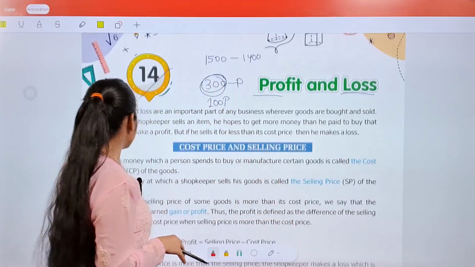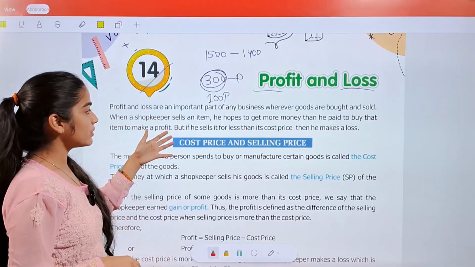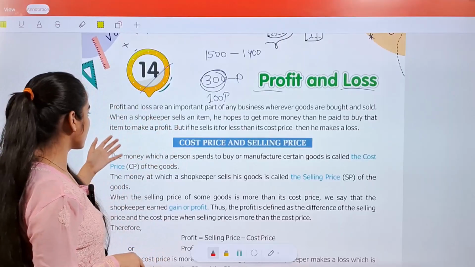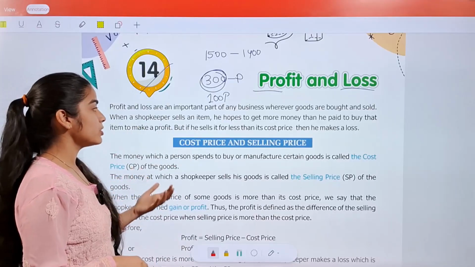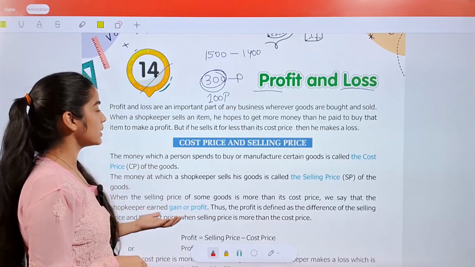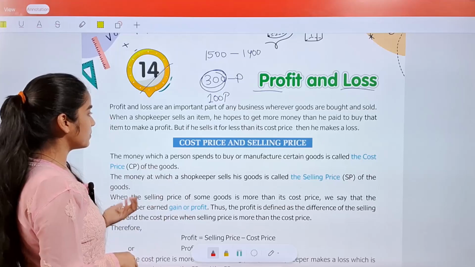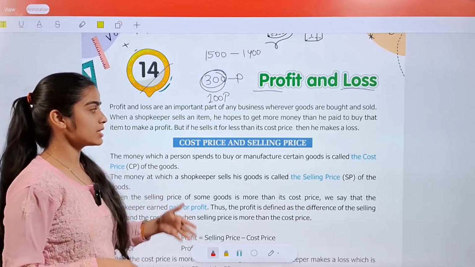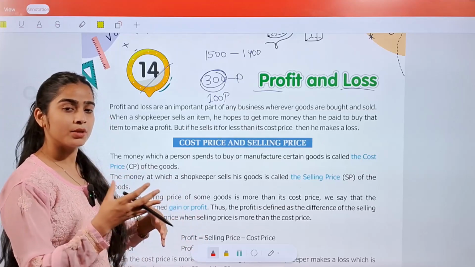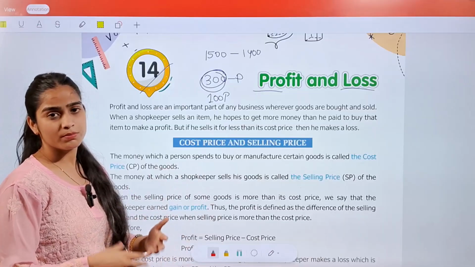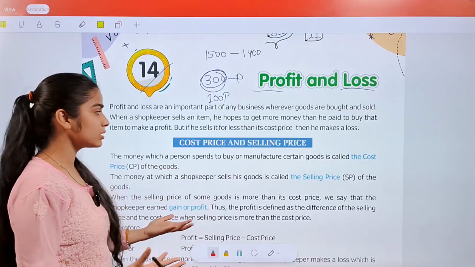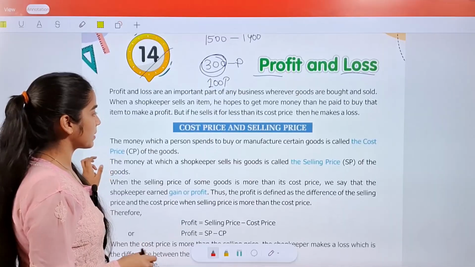Next, we have: profit and loss are an important part of any business whenever goods are bought and sold. When a shopkeeper sells an item, he hopes to get more money than he paid to buy that item, to make a profit. But if he sells it for less than its cost price, then he makes a loss. यानी कि अगर हमने cost price से low में sold कर दिया, तो हमारा क्या होगा? वहां पर हमारा loss होगा.